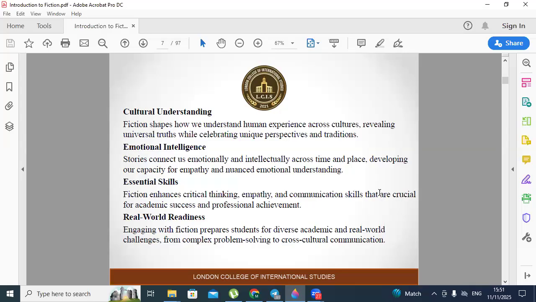Essential skills: fiction enhances critical thinking, empathy, and communication skills crucial for academic success and professional achievement. Employers consistently rank these among the most valued competencies. Real-world readiness: engaging with fiction prepares you for diverse challenges, from complex problem solving to cross-cultural communication in our globalized world. Understanding diverse perspectives isn't optional; it's essential.